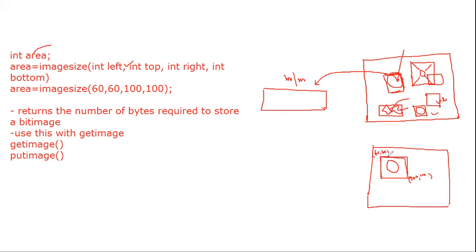Okay, तो इस मेमोरी, इस पर्टिकुलर रीजन के अंदर जो भी ऑब्जेक्ट लाई कर रहे हैं उसको स्टोर करने के लिए कितनी मेमोरी रिक्वायर्ड होगी, तो ये इमेज साइज वो फंक्शन है जो आपको वो वैल्यू रिटर्न करेगा इन टर्म्स ऑफ बाइट्स. Okay, now you know the memory requirement to store this image.